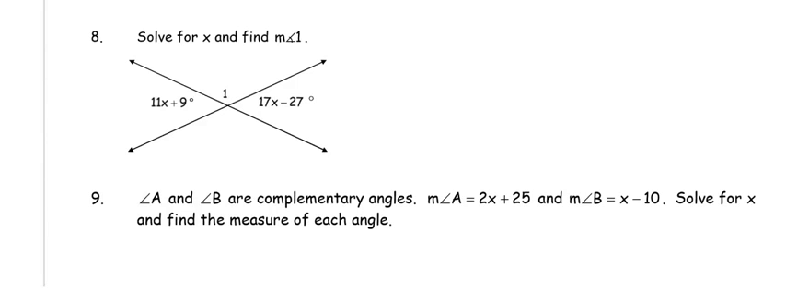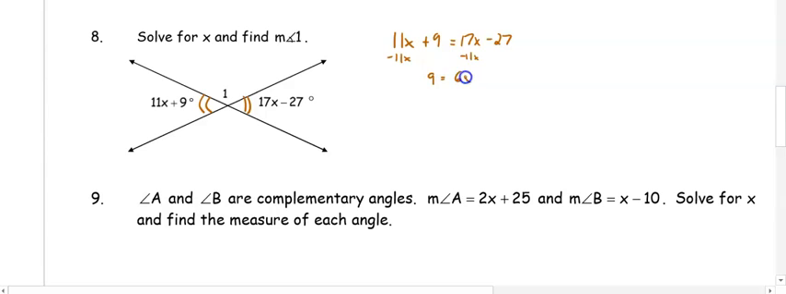In number 8, we want to solve for x and find the measure of angle 1. So in number 8, these are vertical angles, and vertical angles are congruent to each other. So the angles across from each other are equal, so we have 11x plus 9 is equal to 17x minus 27. We can subtract 11x from both sides. 9 equals 6x minus 27. We can add 27 to both sides. 36 is equal to 6x. So we divide by 6, x equals 6.